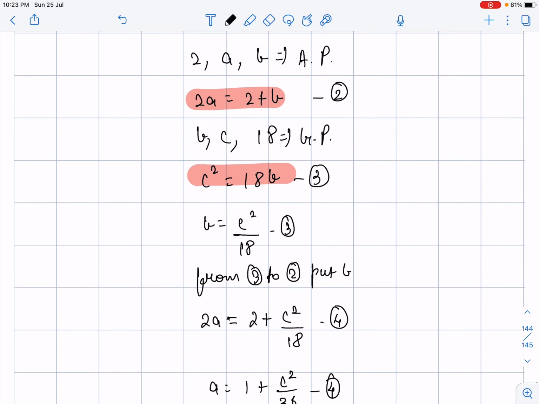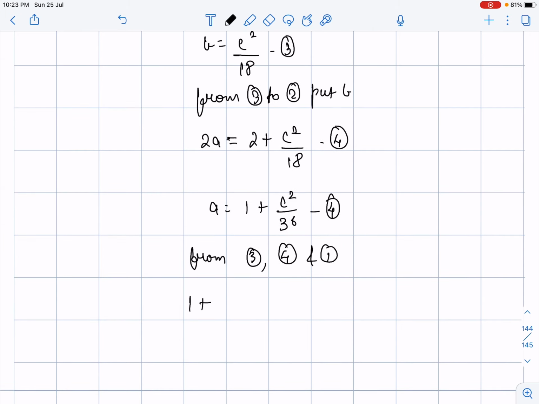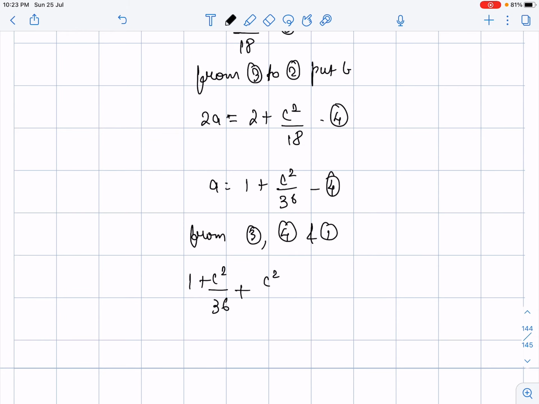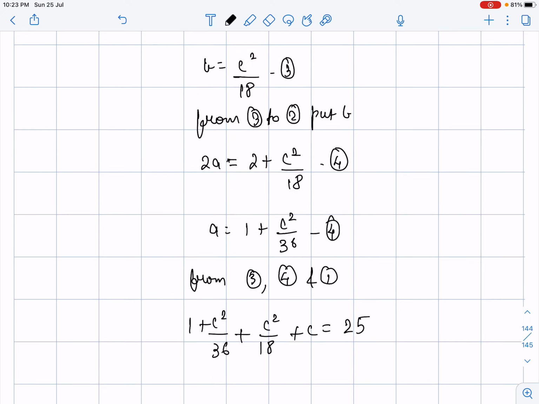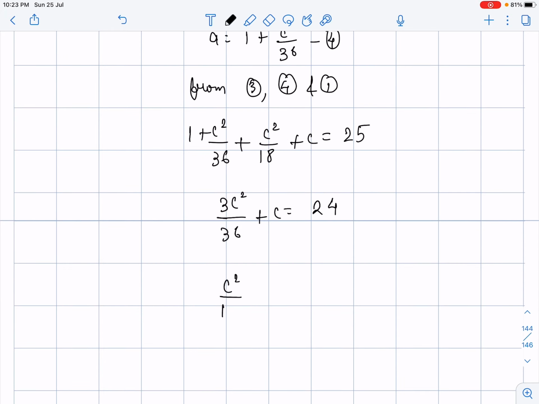From expressions 3, 4 and expression number 1, I will write 1 plus C squared by 36 as the value of A, then the value of B as C squared upon 18, and the value of C as C only. And the sum is 25, as given to us. So we got the equation in one variable, and it's quite easy to solve. Guys, 3C squared upon 36 will be achieved over here, plus C is equal to 24. That means C squared upon 12 plus C is equal to 24.